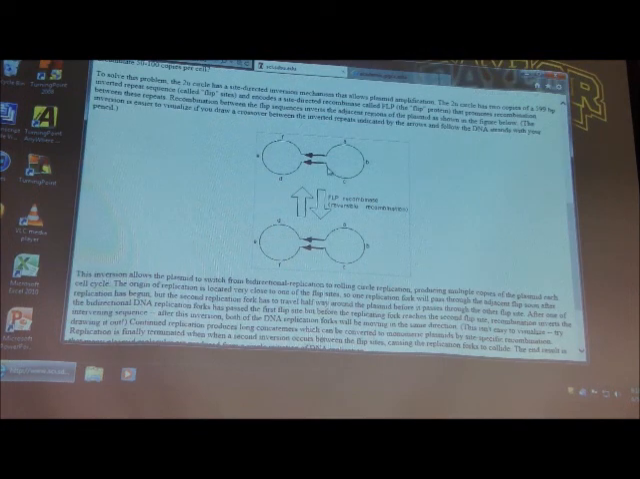What you'll notice is that replication begins, let's say, right here at this A point. Then you have one fork going this way, another fork going this way. One fork traverses this portion and is going to the left, and the other fork is going to the right.